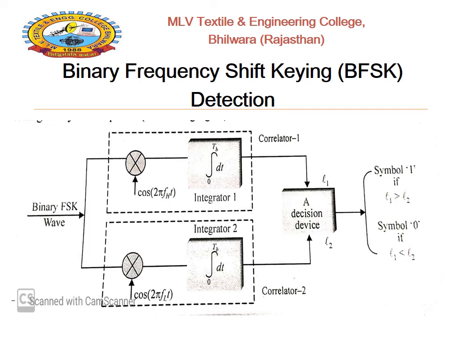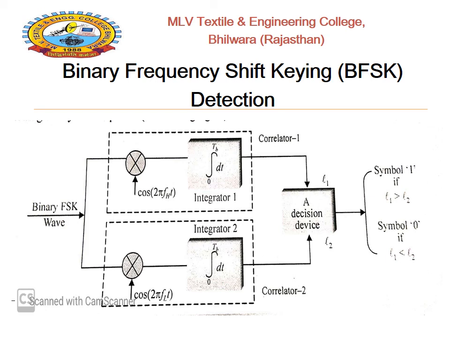If the output L1 is greater than L2, then the decision making device decides in favor of symbol 1. And when L1 is less than L2, the decision making device decides in favor of symbol 0. Thus, based on this decision, the binary data sequence is obtained at the output of the decision making device.